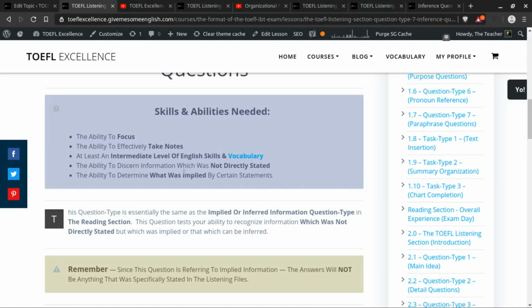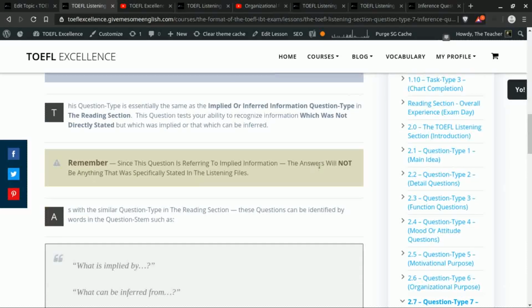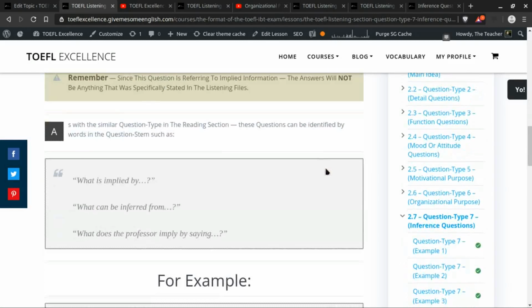Then the ability to discern information which was not directly stated. This is exactly what's being done when the person who is speaking is making an inference, or what can be implied from what they are saying. So basically, it's having the ability to get information based upon what the person has said, but what is not directly stated. Let's take a look at some of the questions so that's a little bit more clear in case you're not really sure what I'm talking about.